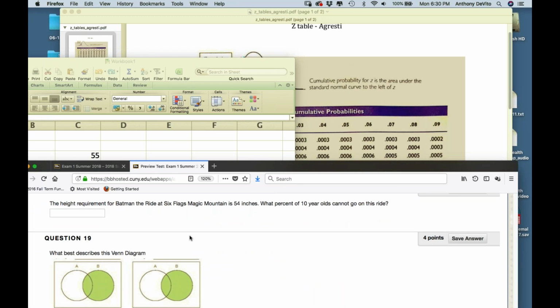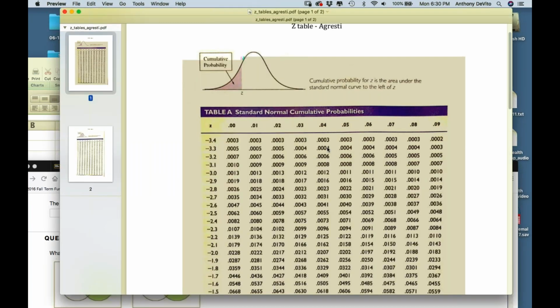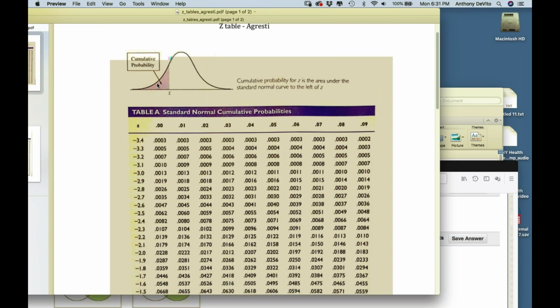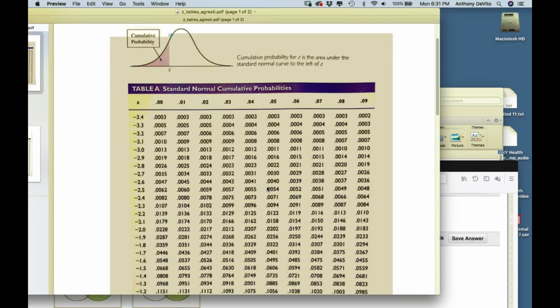Okay, the height requirement for this one is a little bit of a twist. The height requirement for the Batman ride at Six Flags is 54 inches. What percentage of 10-year-olds cannot go on this ride? Well, that's a twist here, isn't it? We want to know, if you have to be over 54 inches to go on this ride, what percentage of 10-year-olds are going to miss out? So we want to know what height represents the lowest 10% of the people in this population. Well, let's see how I'm going to do that. If I know that I'm looking for an area to the left of 10%, in other words, the shortest 10% of people, I want to know what the z-score that represents that 10% is.